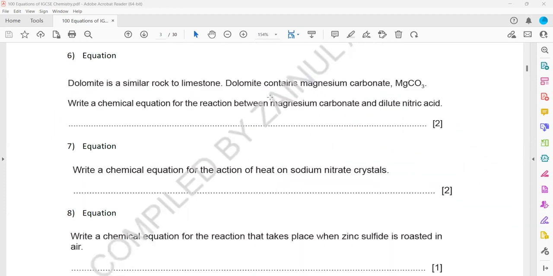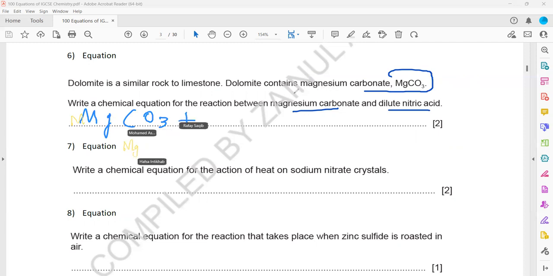In question 6, dolomite is a similar rock to limestone. The dolomite contains magnesium carbonate. Write a chemical equation for the reaction between magnesium carbonate and nitric acid. So if we have magnesium carbonate, a metal carbonate, you can use any part of the screen. It's not necessary that you use the same space. You can use any part of the screen to answer.